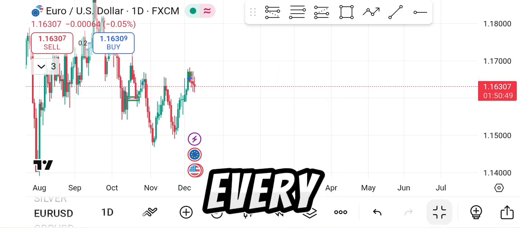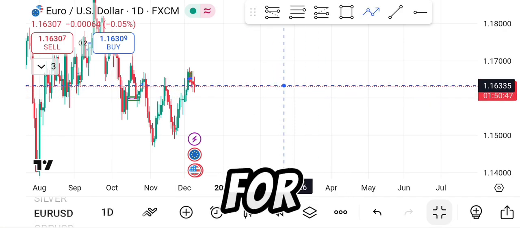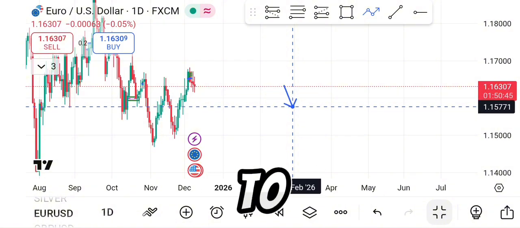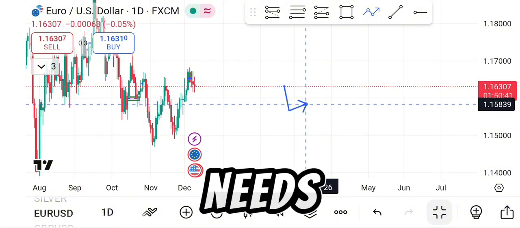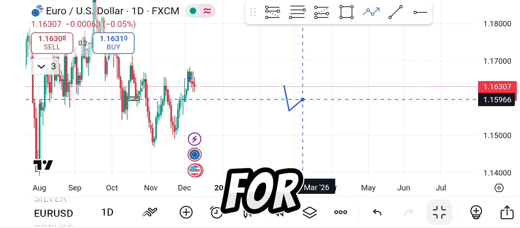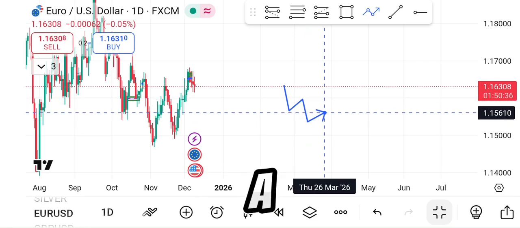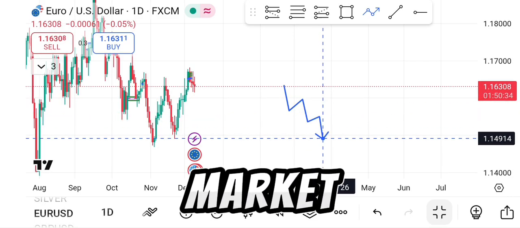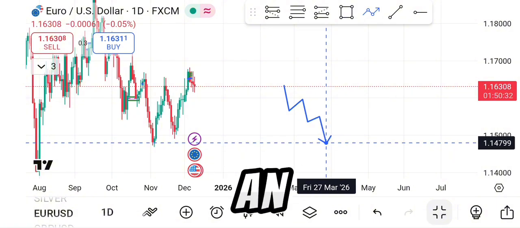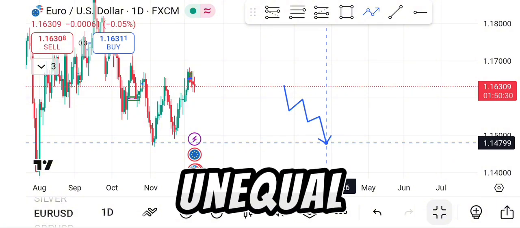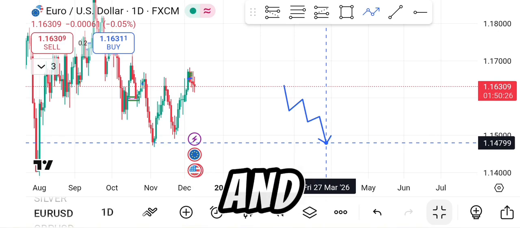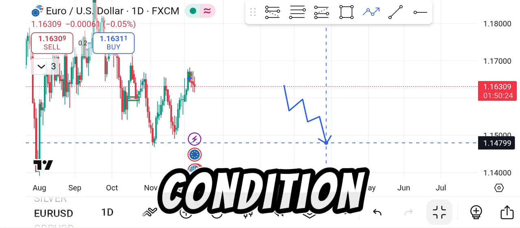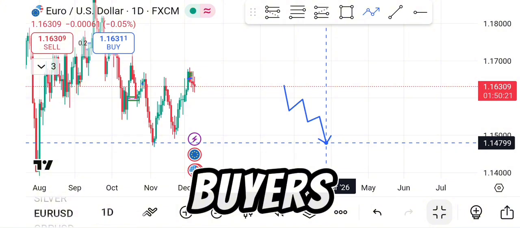For every stable market, for every sell, there needs to be a buyer. There is no stable market that does not have an equal amount or an unequal amount of buyers and sellers. Buyers and sellers must and need to be in every market condition.